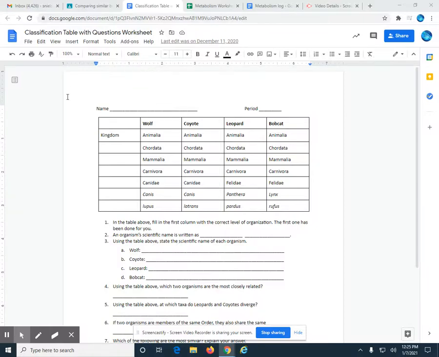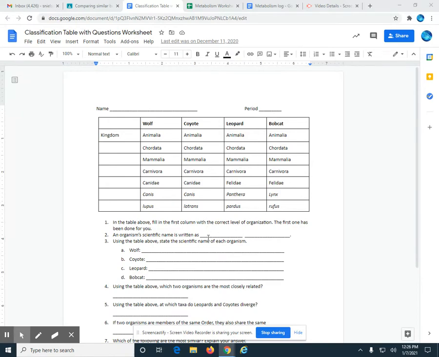So this is going to show you how to complete your classification table. Here's a group of organisms: wolf, coyote, leopard, and bobcat. And they each have a classification level, starting with, what's the top one? Domain. Very good. It goes domain, kingdom, phylum, class, order, family, genus, and species. You are to fill that in here, and these are those different categories for these organisms.